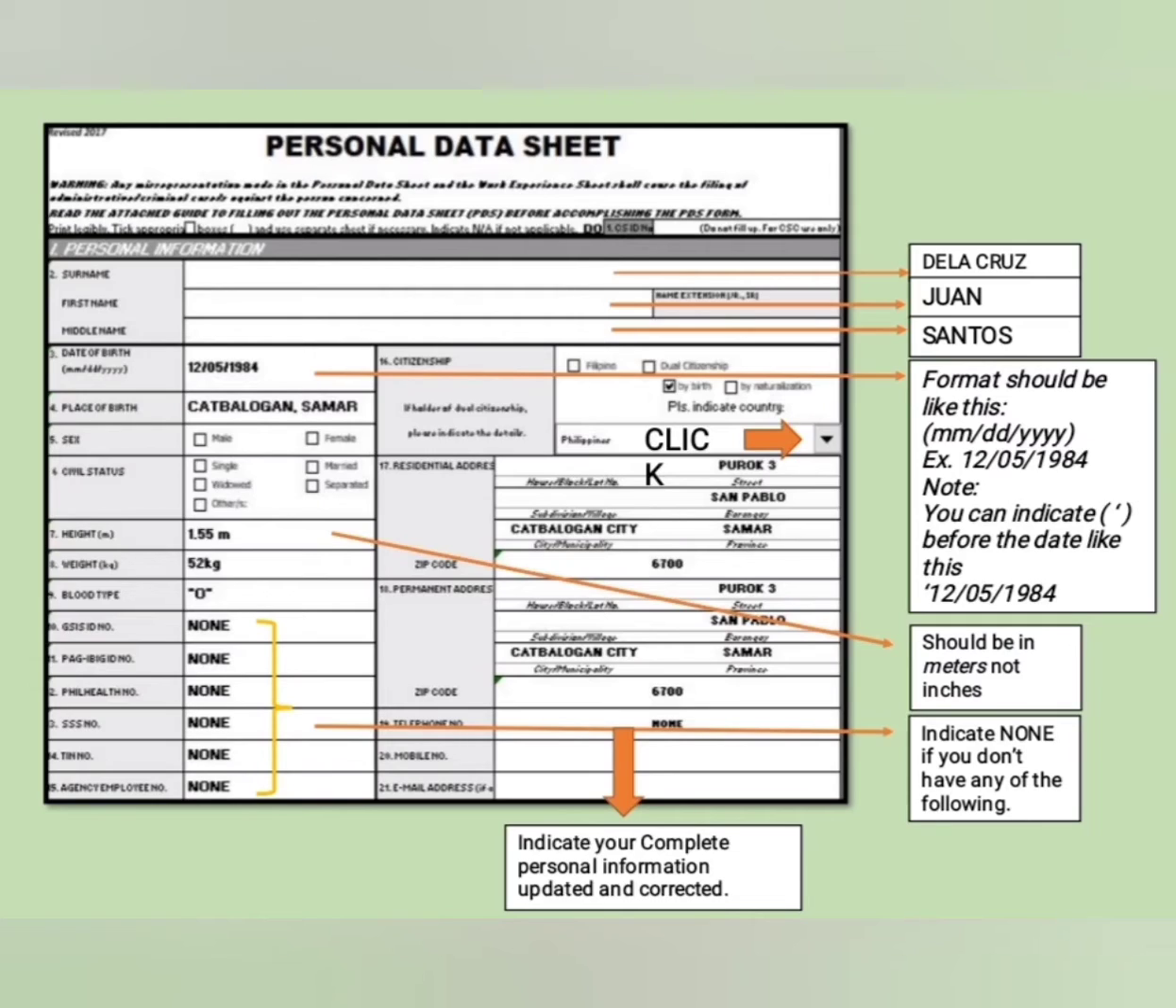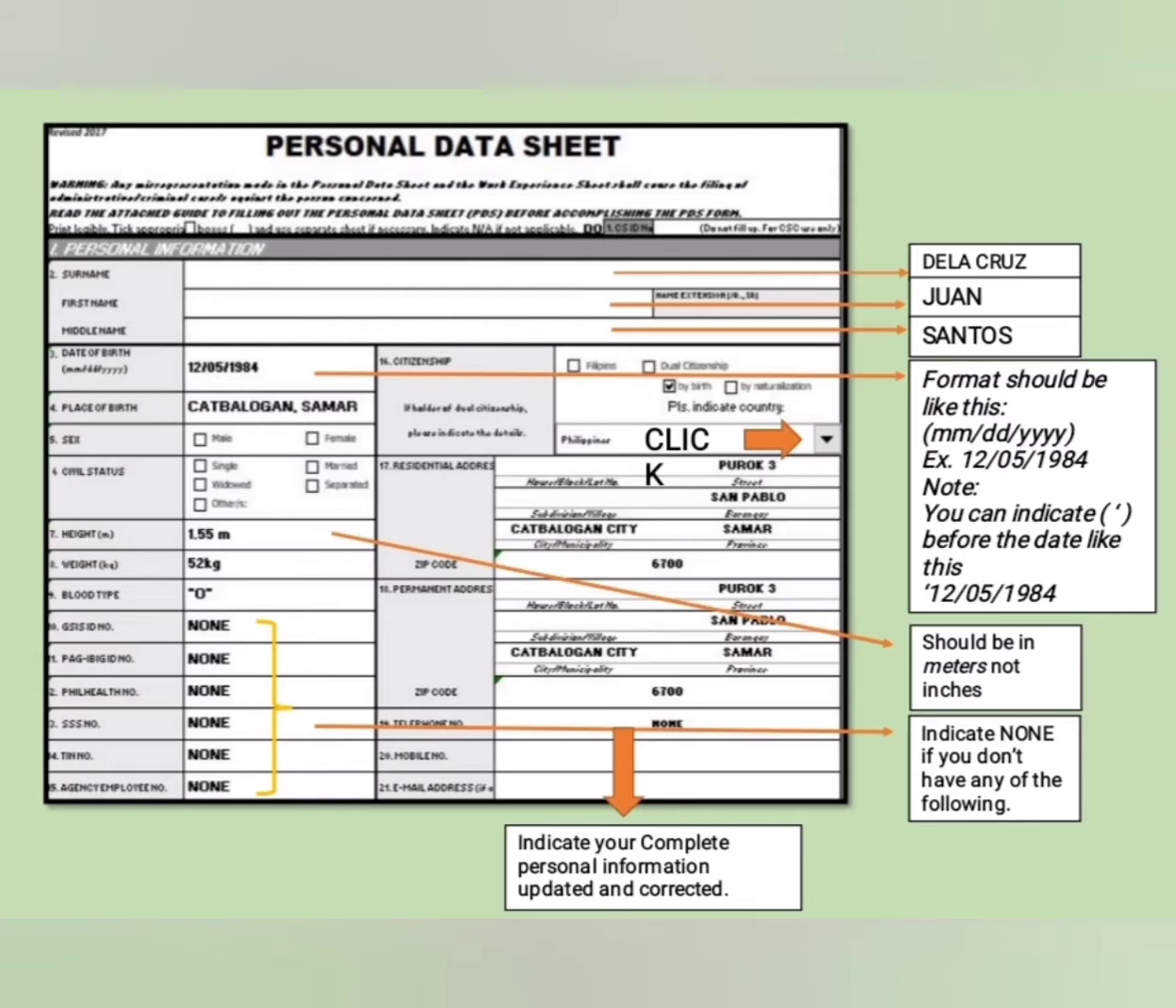Next is the place of birth. Yung ilalagay nyo po dito is kung ano ang naka-reflect sa live birth nyo. And after that is the sex, if you are male or female, civil status: single, widowed, married, separated, and others. And then next is the height, should be meter not inches, the weight, kilogram not gram or pounds, blood type, put your GSIS number, Pag-IBIG number, PhilHealth number, SSS, TIN, and the agency employee number. Pero kung wala kayo, you can put none.